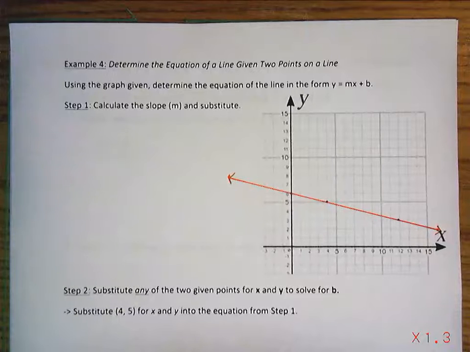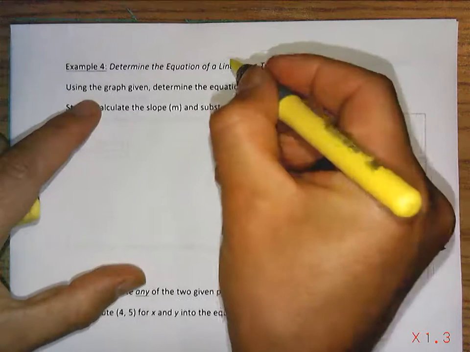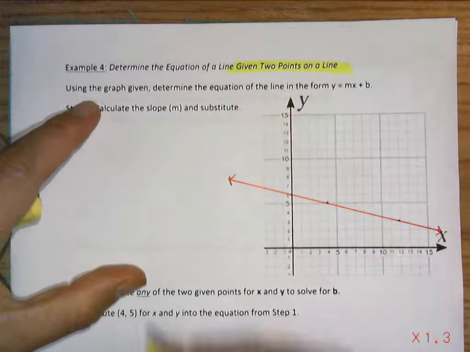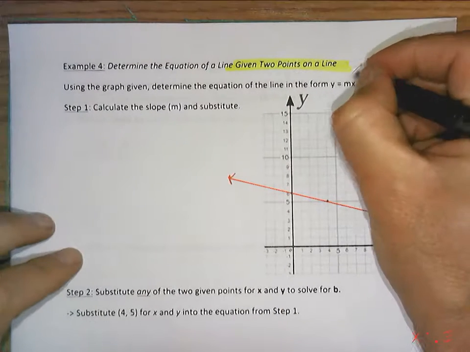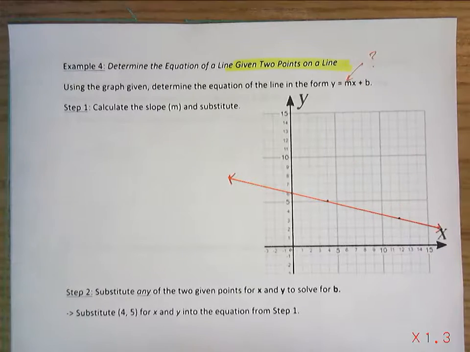Now this one's a little bit different. Example 4. Calculate the equation of a line given 2 points on a line. So no longer are we going to give you a slope. Okay, so we don't know the slope. But we give you 2 points on the line.